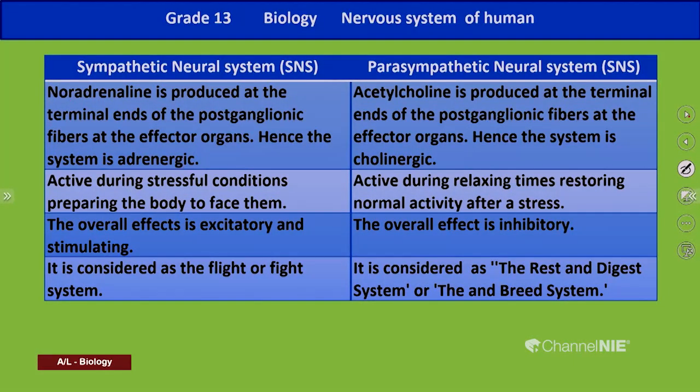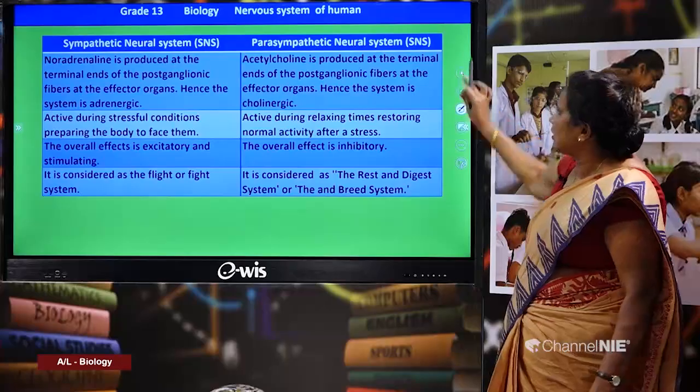The next one you can see is the neurotransmitter substance: noradrenaline in the sympathetic, acetylcholine in the parasympathetic. Sympathetic is active in stressful conditions, parasympathetic in relaxing conditions. Then the overall effect is excitatory and stimulating in the sympathetic, and inhibitory in the parasympathetic. Fight and flight responses, and rest and digest.